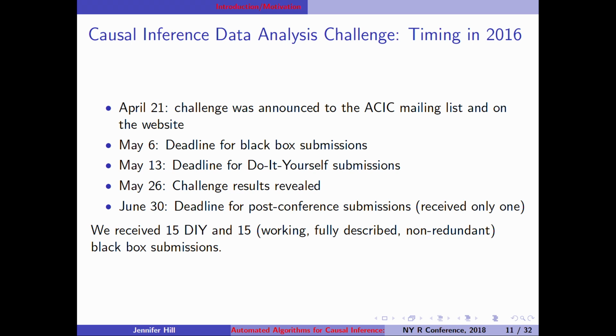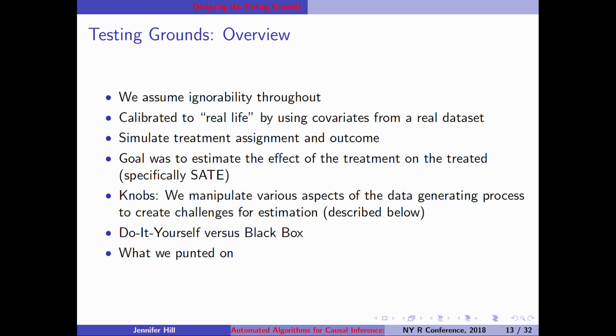Okay, so timeline, boring. About 15 do-it-yourself submissions, I'll tell about those differences in a second, and about 15 black box submissions. Okay, we assume ignorability throughout. What does that mean? It means we assumed throughout that the researcher had all the covariates they needed to do causal inference. So we got rid of that, the hard problem. Okay, there's no confounding if you control for the right set of covariates, which is a subset of the covariates we hand you. Calibrated to real life, I just talked about that.